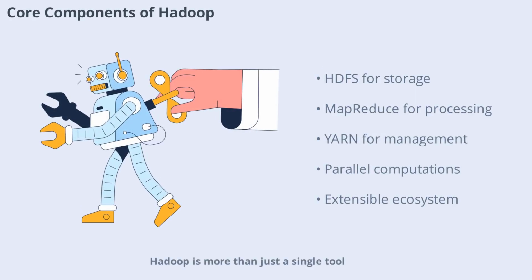Hadoop is more than just a single tool, it's a collection of components that work together. The two main parts are the Hadoop Distributed File System, HDFS, for storage and MapReduce for processing data. Together they enable Hadoop to store massive files and run computations in parallel. Other components, like YARN for resource management and various libraries, extend Hadoop's capabilities even further.